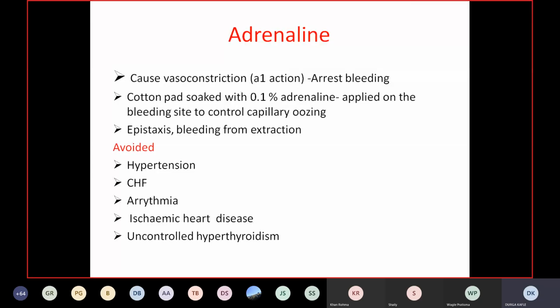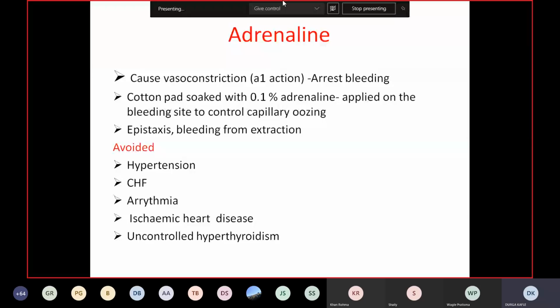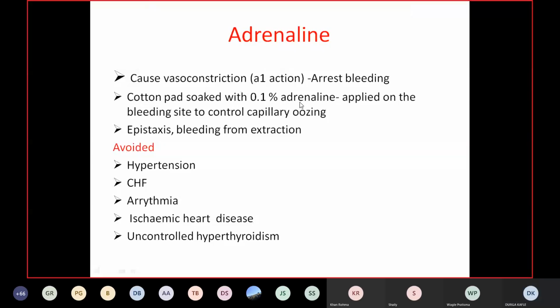This adrenaline, we can soak in a cotton pad. 0.1% adrenaline you can put in the cotton pad and apply on the site of bleeding, which controls capillary oozing. This is also a very commonly used local agent. You can apply it at the site of tooth extraction, where there is capillary oozing, and for bleeding from the nose. In this condition, you can put 0.1% adrenaline in the cotton pad and place it at the site of bleeding, so that it stops the bleeding by its vasoconstricting action by acting on the alpha receptor in the blood vessels.